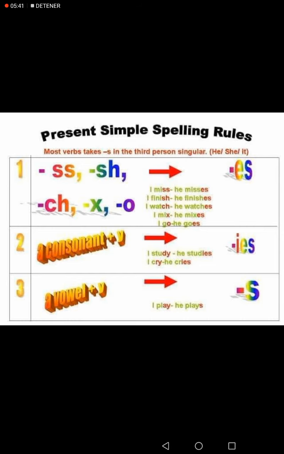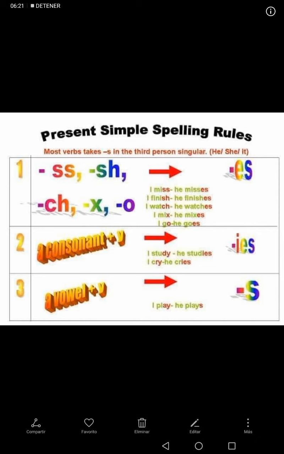Which are these special situations? When the verb ends in double S or the verb ends in SH, CH, X, or O, we need to add ES, not only the S, also the E before the S. For example, miss. The verb miss finishes with double S. So as it finished with double S, we have to add ES at the end for a third person. I miss, he misses. Here we have the ES at the end. Finish, it's a verb that ends with SH. So when we have SH, we need to add ES.